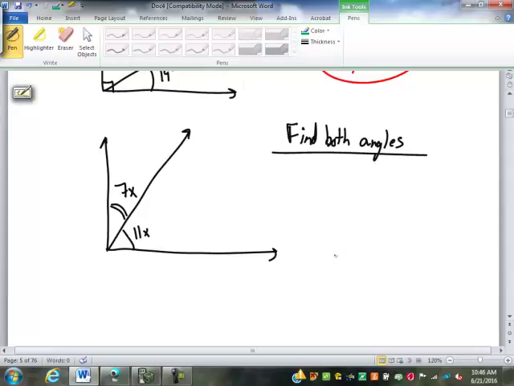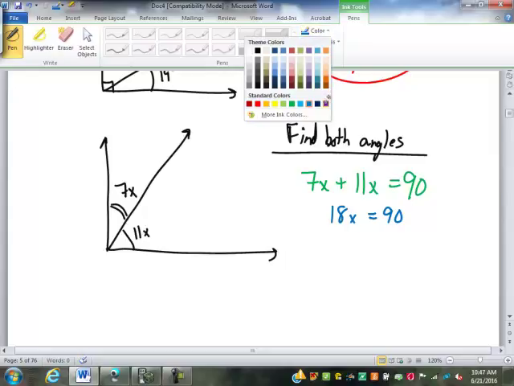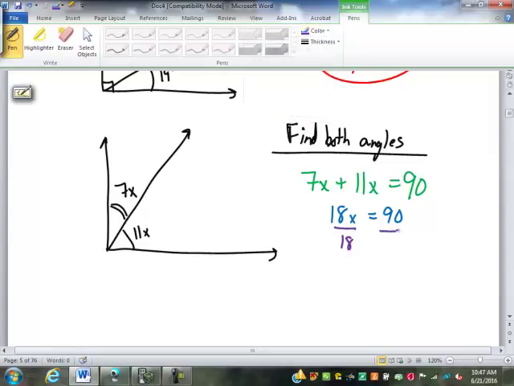Yep, it's complementary again. So they add up to 90 degrees. So what am I going to write for my equation? 7x plus 11x equals 90 degrees, equals 90. Now what do I do to solve this? Combine them. 7x and 11x is 18x equals 90. And then divide by 18, x equals 5.